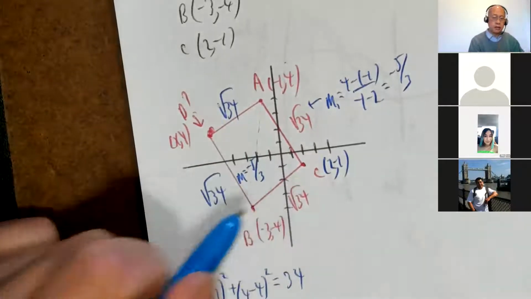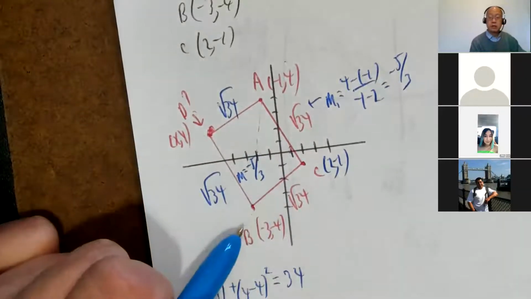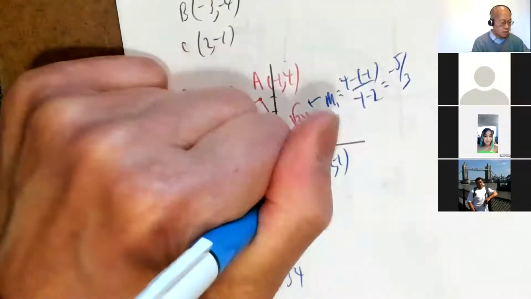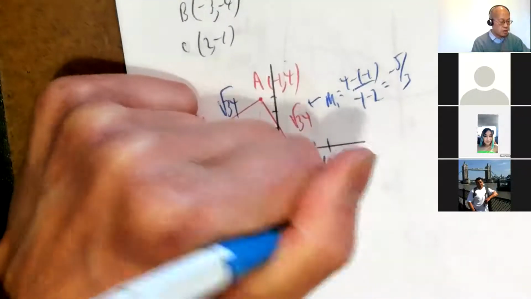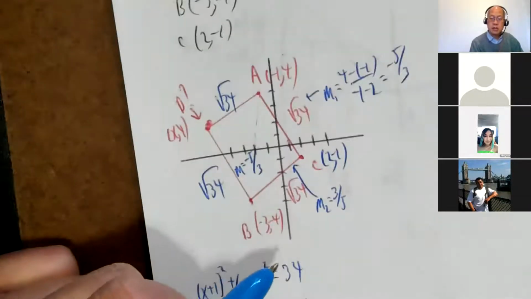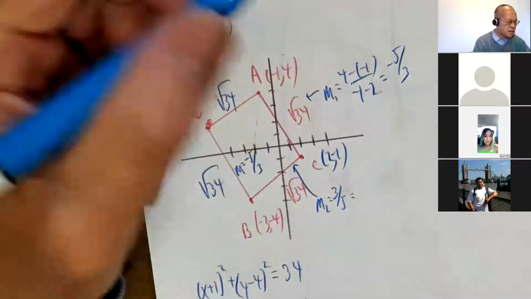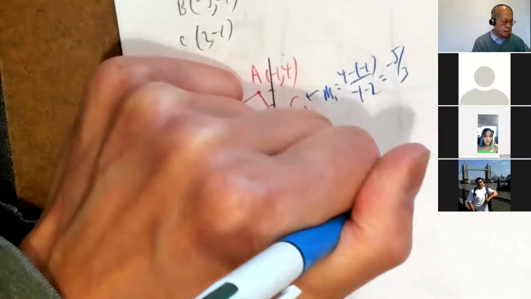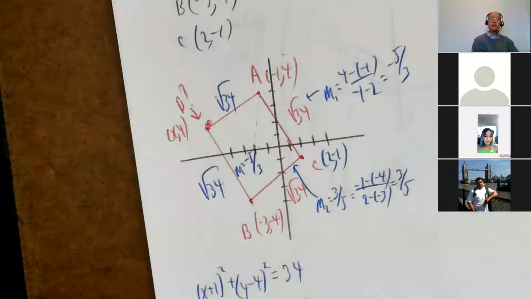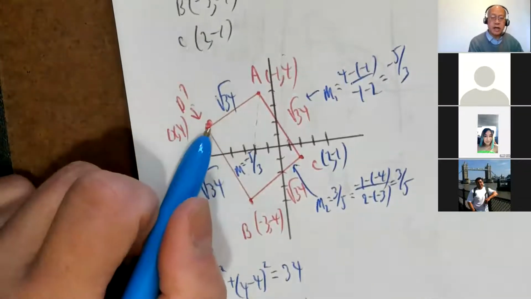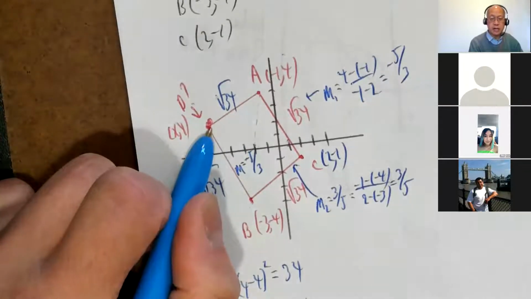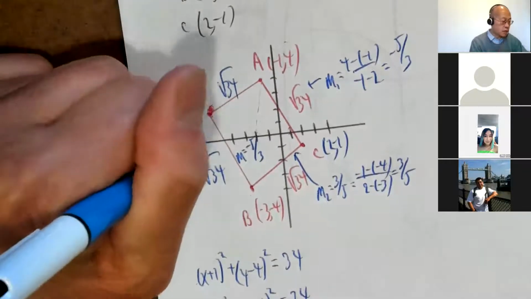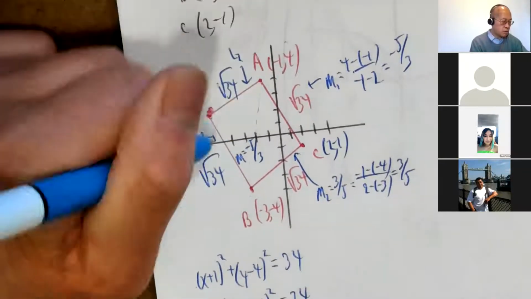And I believe we showed these were perpendicular, right? That's part of the problem. These are perpendicular, which means this slope would have to be 3/5. Let me see if that's actually the case. -1 minus a -4 over 2 minus a -3, and yes, that is 3/5. What I'm aiming to do is find the equation of this line and the equation of this line, and then find their intersection. I think that's easier. So maybe I'll call this L1 and L2.